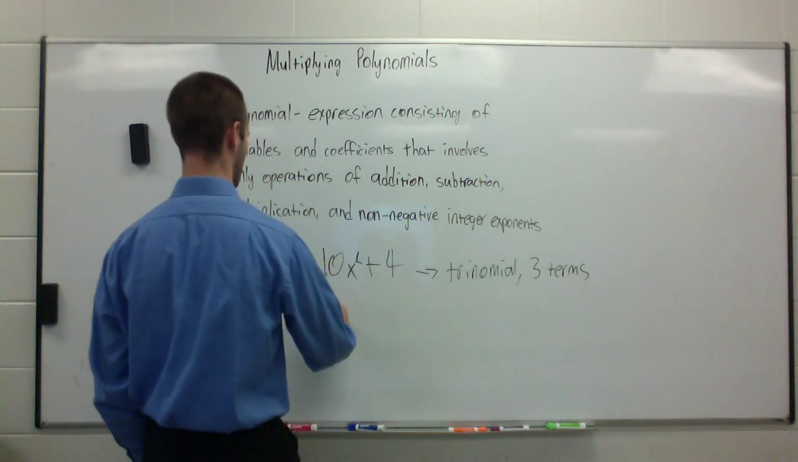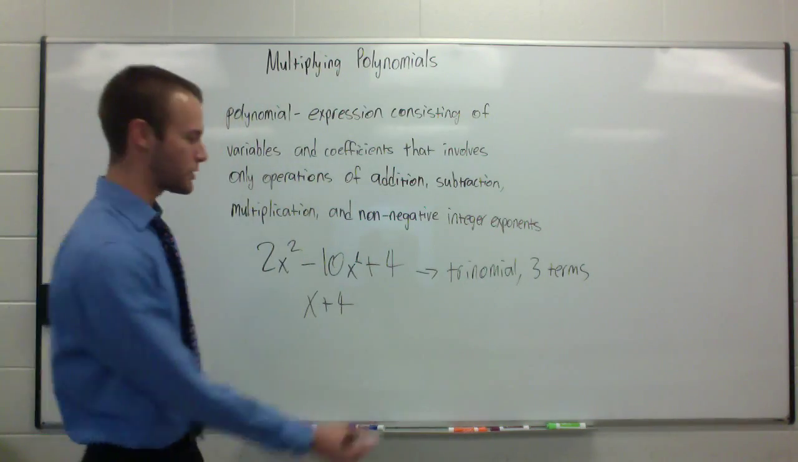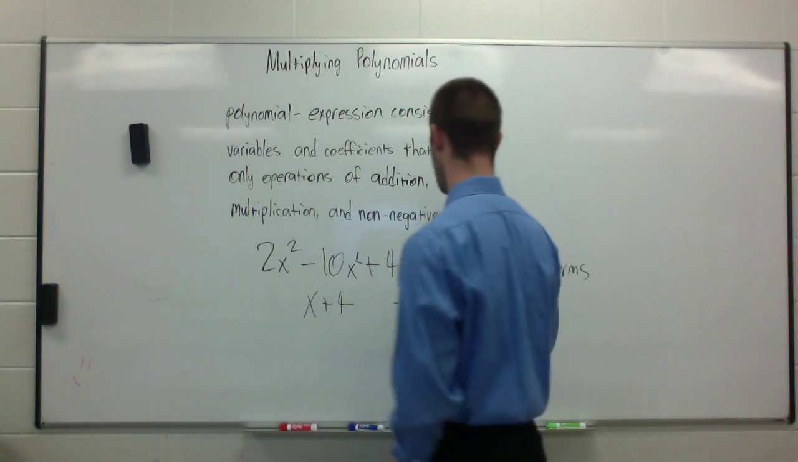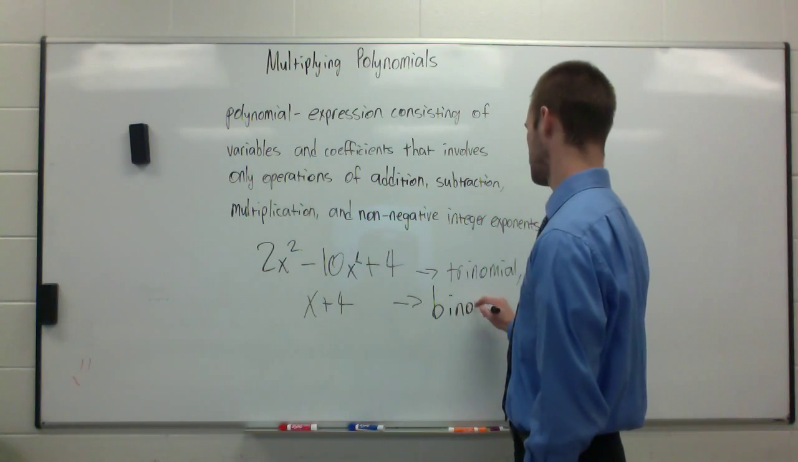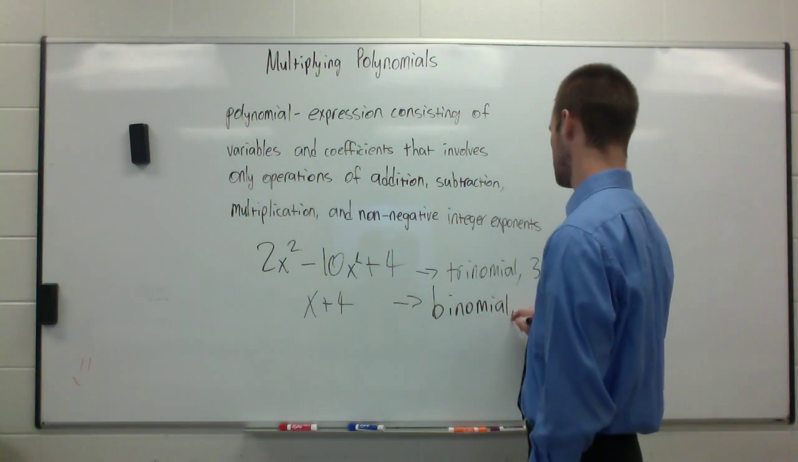x plus 4 would be a polynomial. It has 2 terms, so it is in fact a binomial. 2 terms.